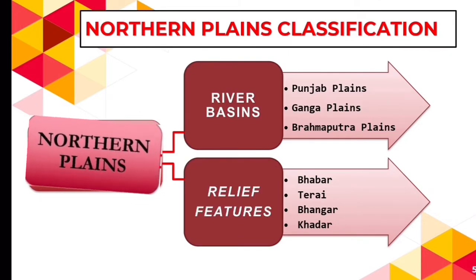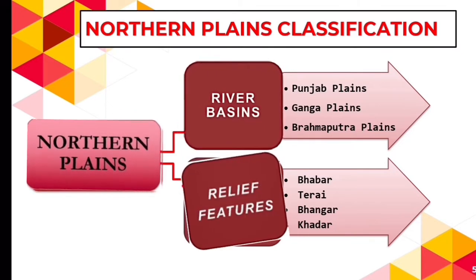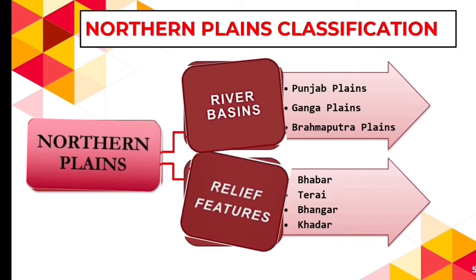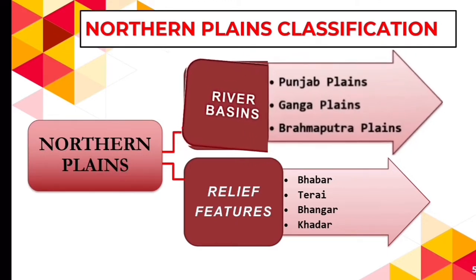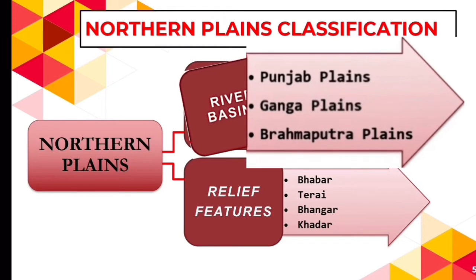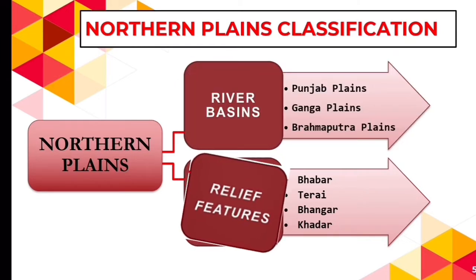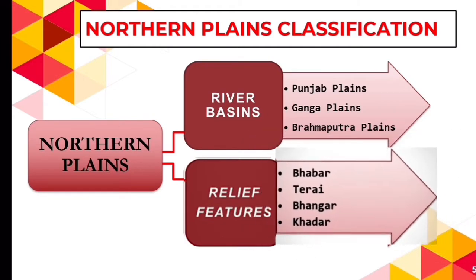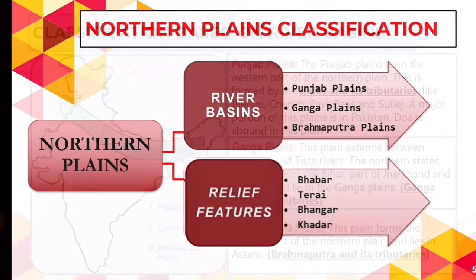One is on the basis of river basins. The second one is on the basis of relief. On the basis of river basins, it can be further classified as Punjab Plains, Ganga Plains and the Brahmaputra Plains. While on the basis of relief, it can be classified as Babar, Tarai, Khadar and Bangar. So let's have a look.